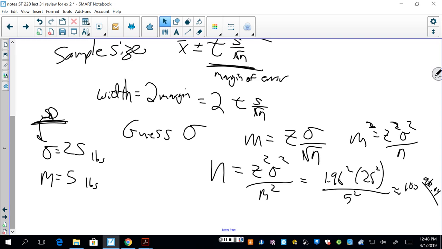Now, a lot of things are going to affect your study. You're going to actually get a sample standard deviation. You're probably going to use t that's a little bit wider. So you could use that as guidance. 96, maybe round it up to a nice 100. That seems like a nice even number.